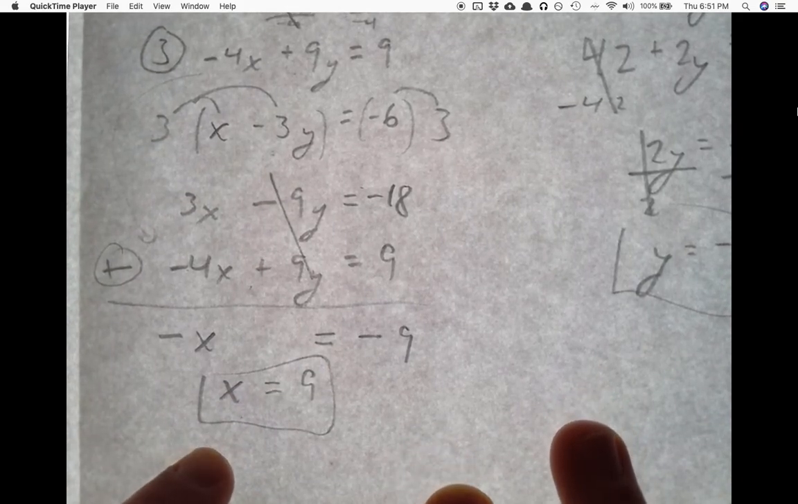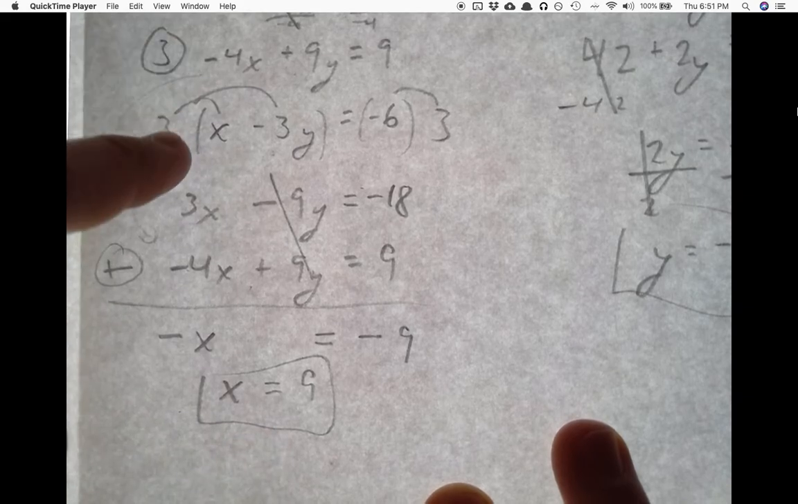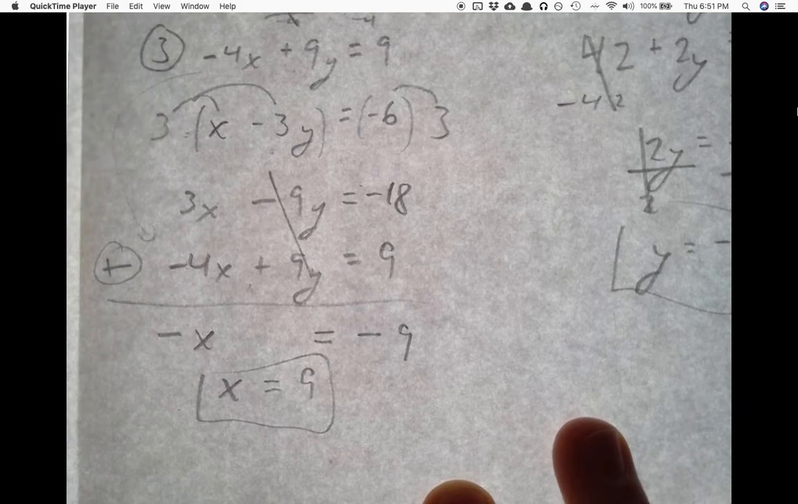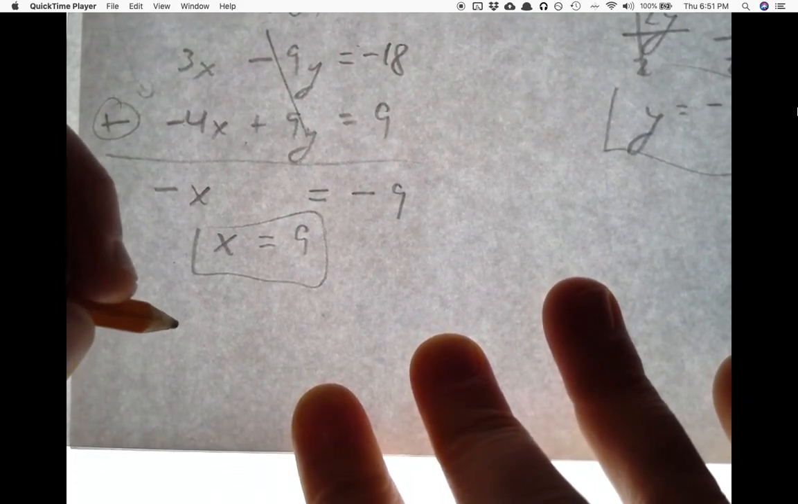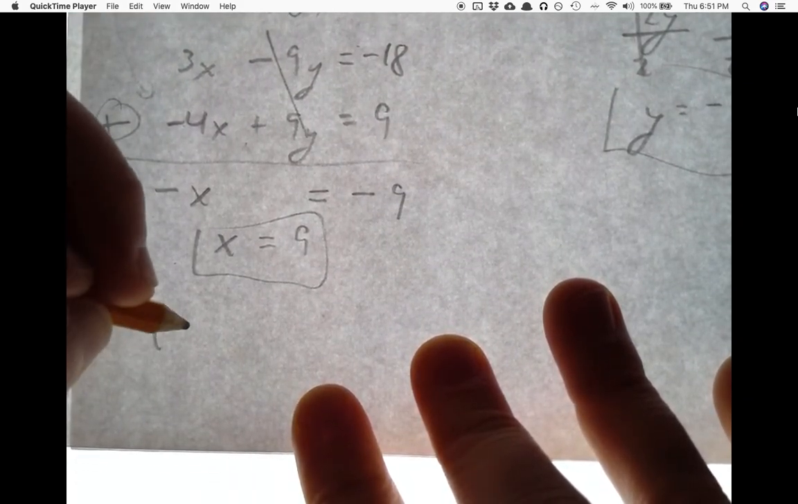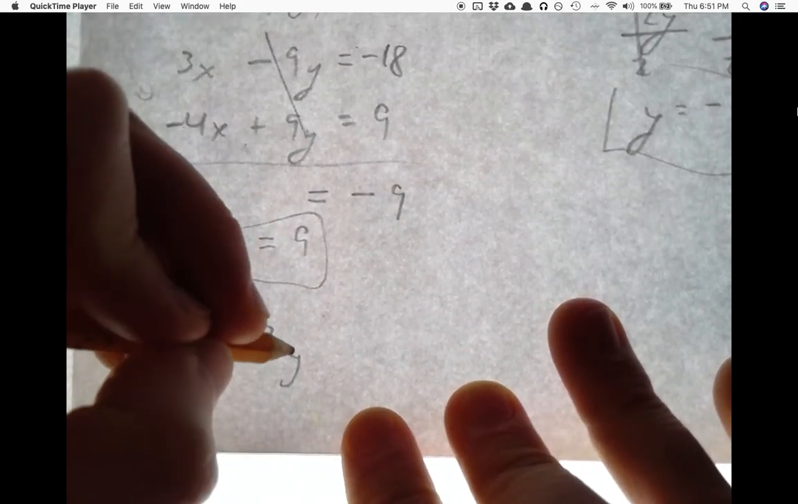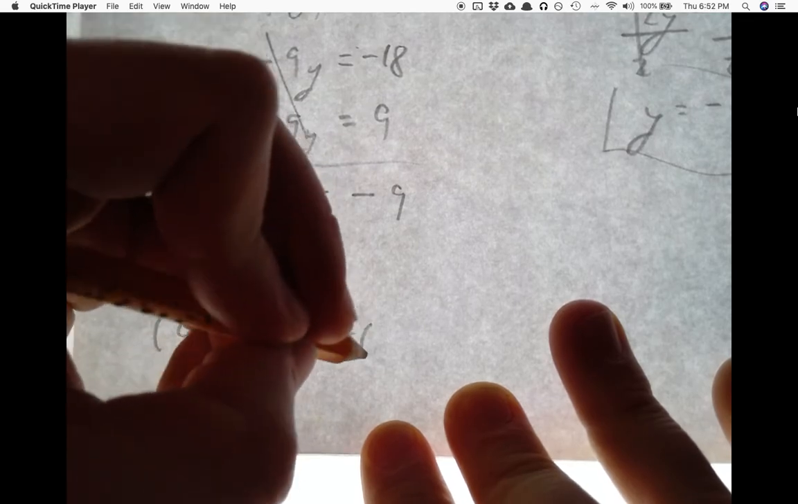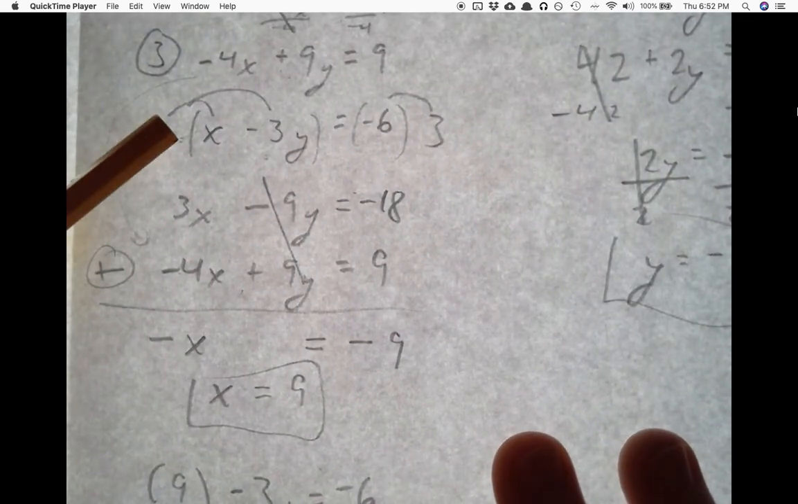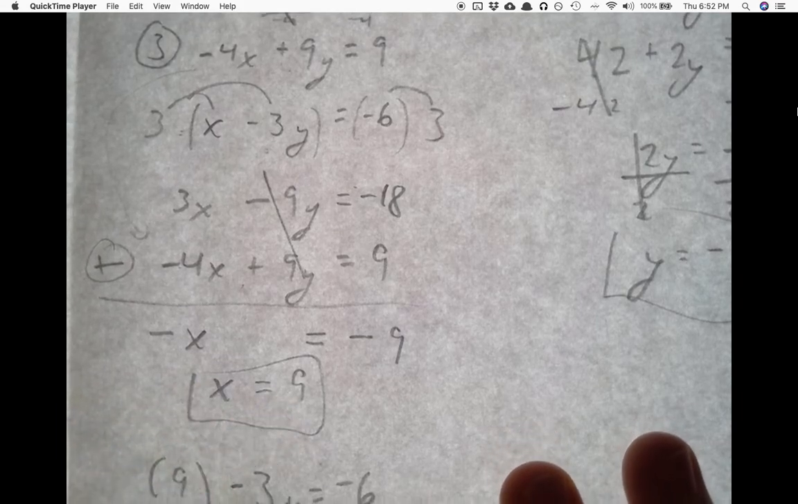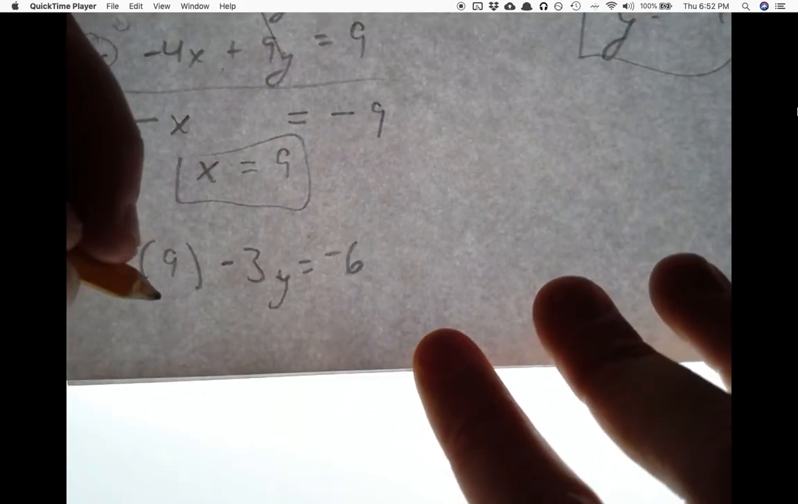We are almost there. Take this, plug it into one of my two original equations, and we're good to go. I'm going to plug it into this second one. So instead of x, I'm going to put 9 in its place. Minus 3y equals negative 6, right? I was just copying that second equation, but plugging 9 in place of x. And we're getting there, right?